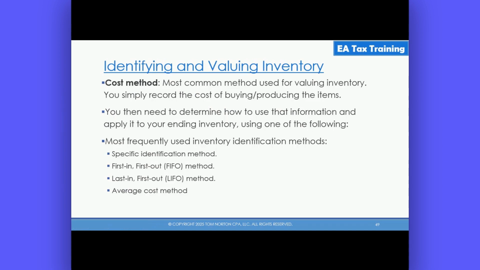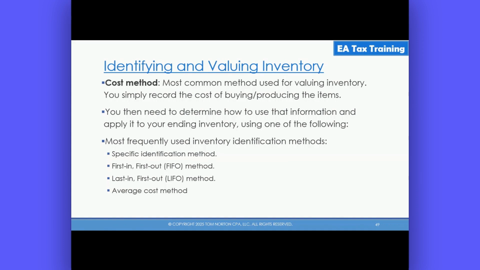So that leads us into discussing how you value that ending inventory. As you can see, it's an important component of cost of goods sold and therefore taxable income. The most common method we use for valuing inventory is called the cost method. Here, you're going to record the cost of buying or producing an item. That is going to be the value of that inventory.